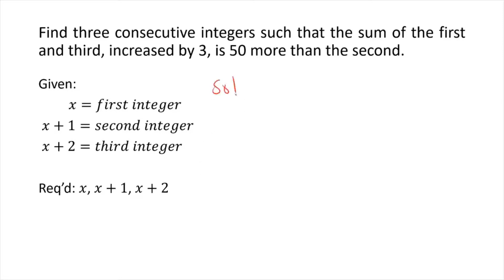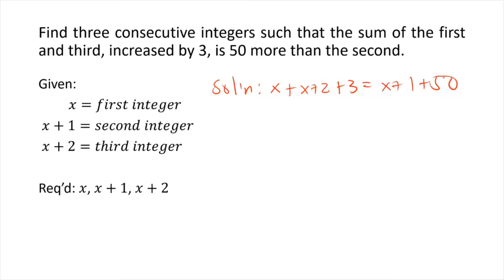To solve for x, you have to set up an equation based on the given conditions. Okay, so the sum of the first and the third: the first integer is x, and then add the third integer, so that's x plus 2. Increased by 3, so you add 3. Is 50 more than the second? It means this expression is equivalent to the second expression, x plus 1, plus 50.